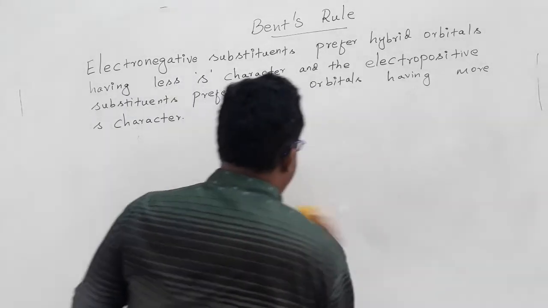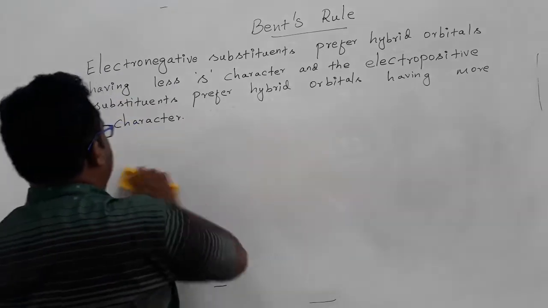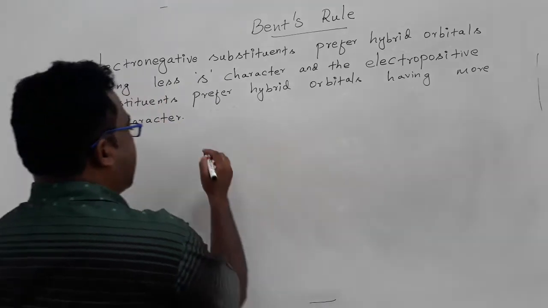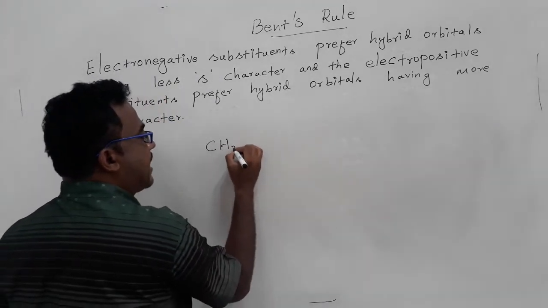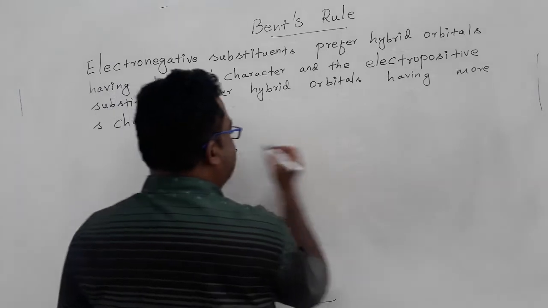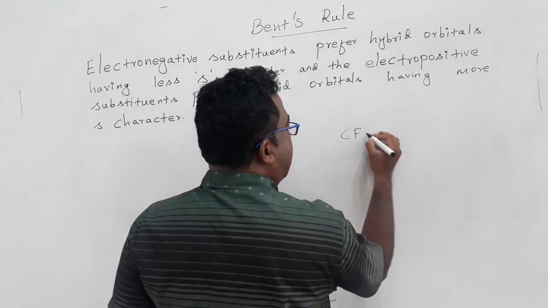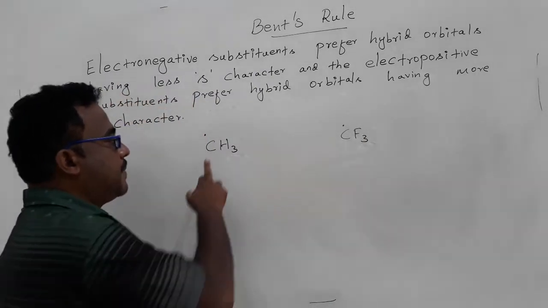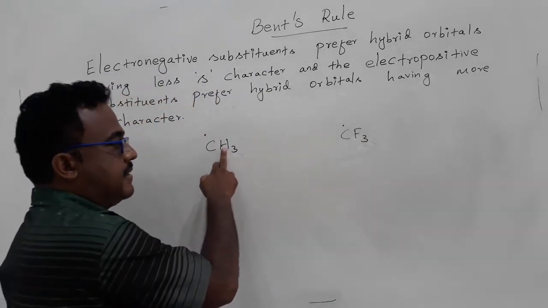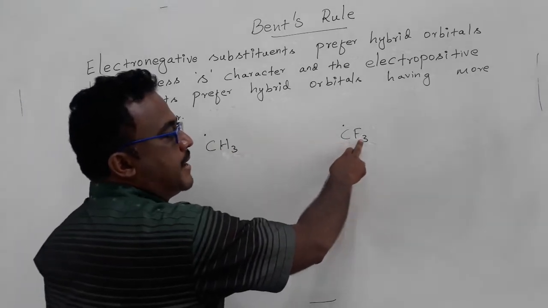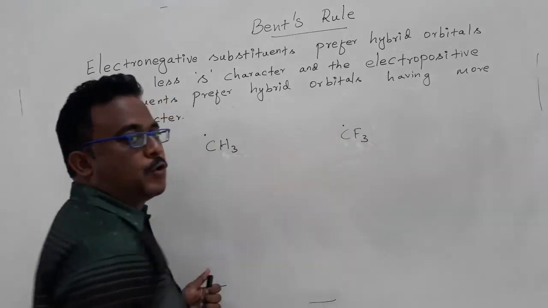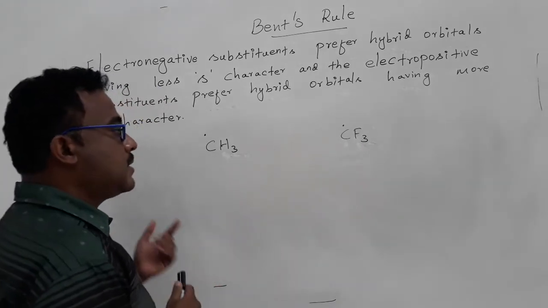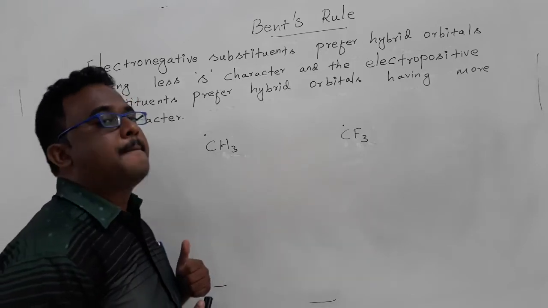I have one more molecule pair: simple molecules such as the methyl radical and the trifluoromethyl radical. You can take these two molecules, methyl radical versus trifluoromethyl radical. Carbon is substituted by three hydrogen atoms in the methyl radical, and by three fluorine atoms in the trifluoromethyl radical. So what will be the geometry for these two molecules? One should be planar, and the other should have pyramidal geometry.